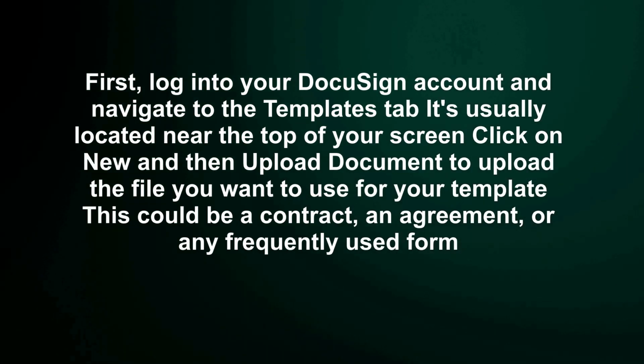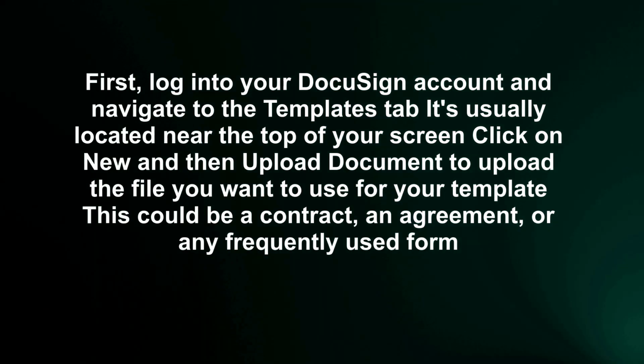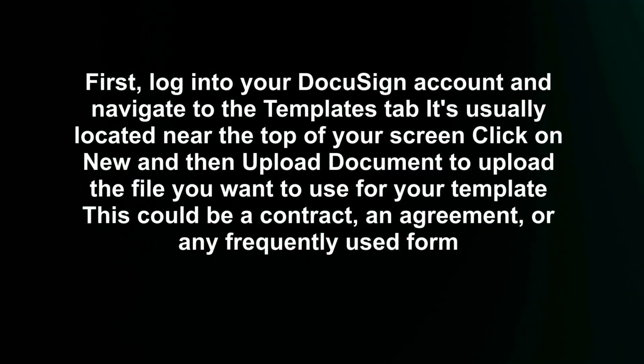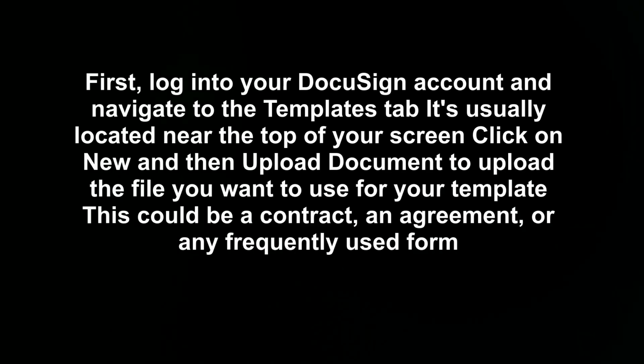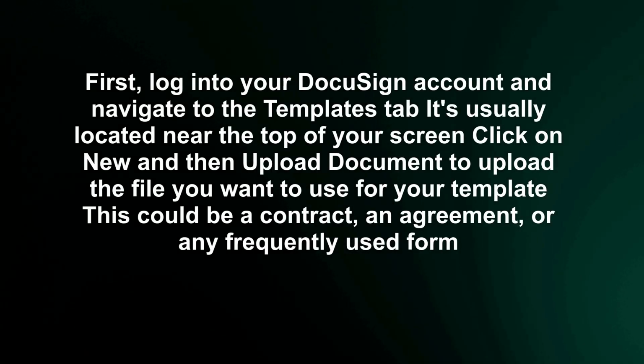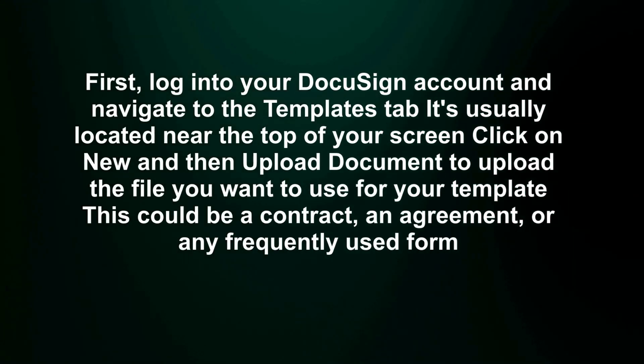First, log into your DocuSign account and navigate to the Templates tab. It's usually located near the top of your screen. Click on New and then Upload Document to upload the file you want to use for your template. This could be a contract, an agreement, or any frequently used form.